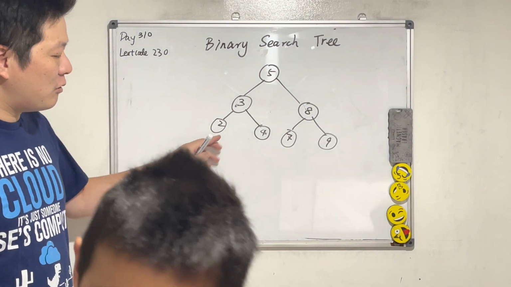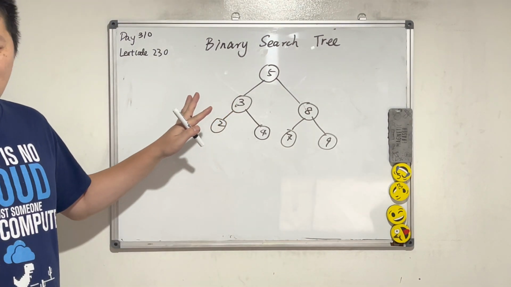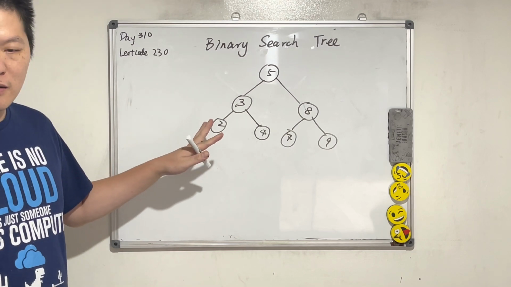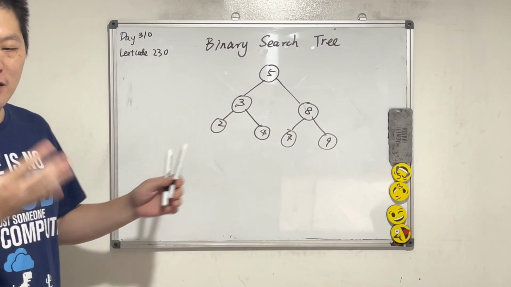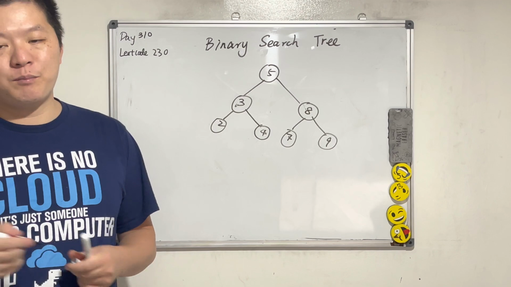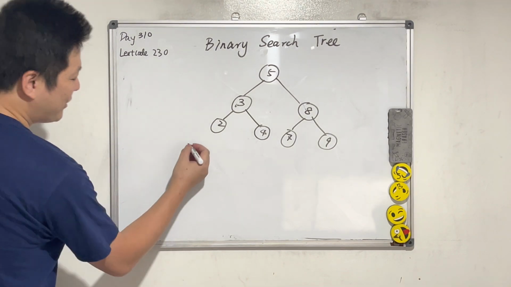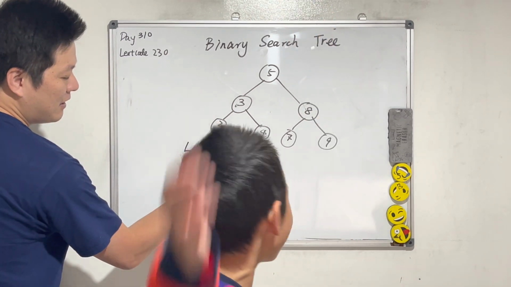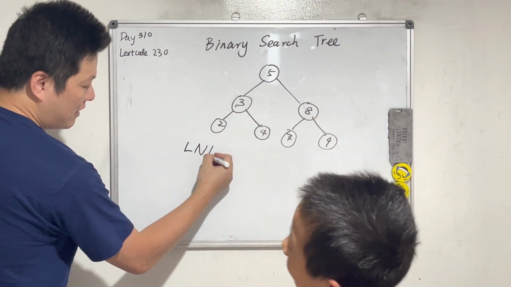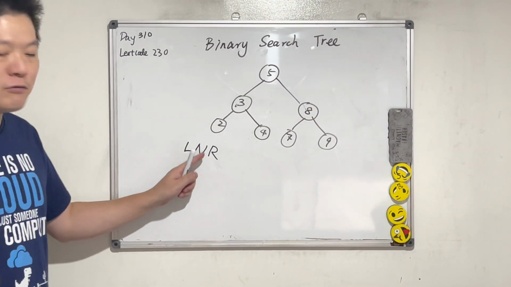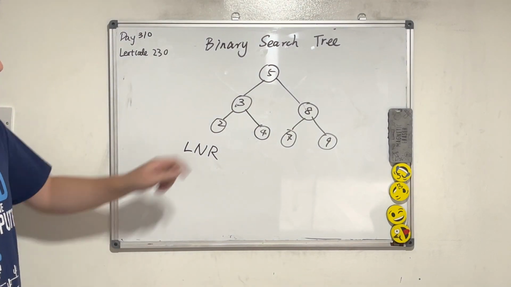In what order do we traverse the tree? Pre-order, and in-order. In in-order, you visit the left tree first, then the root, then the right.